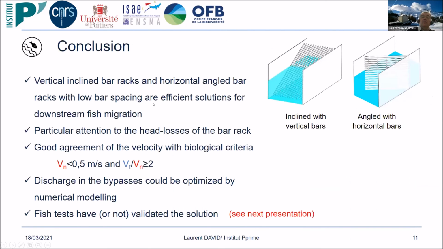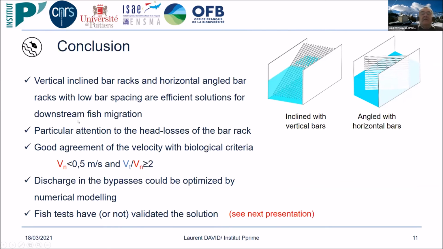Finally, to conclude, during this project, we worked on vertical inclined bar rack and horizontal angled bar rack with low bar spacing. And these two solutions are very efficient for downstream fish migration for the hydraulic part. And you have to wait for the result for the efficiency with fishes, but it's in the next presentation. I'll try to not give the result, but it's also efficient.